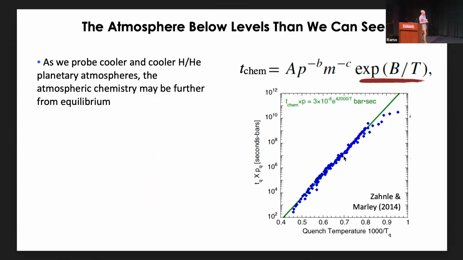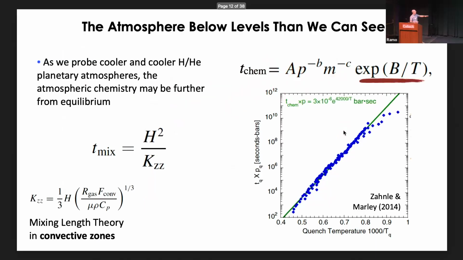And so we can do this today because we understand chemistry so much better. A wide range of lab work has allowed us to measure this chemical time scale as a function of pressure, metallicity, temperature. This is fitting a bunch of different models from a Zahnle and Marley paper. The mixing time is really the thing we're the most uncertain about. Mixing length theory, which I'm not going to go into in any detail, allows us to relate this convective flux coming up from the interior to some KZZ that we'd like to know.